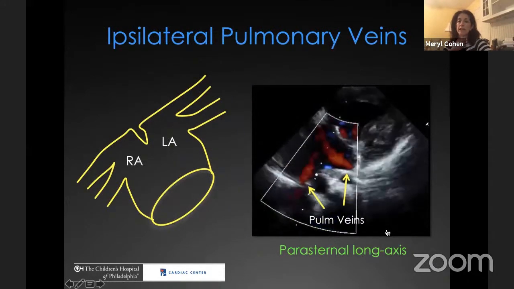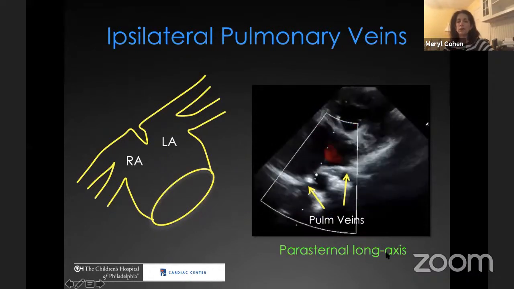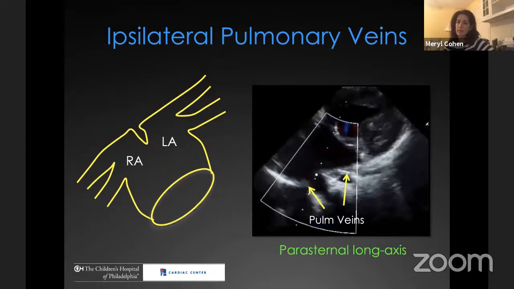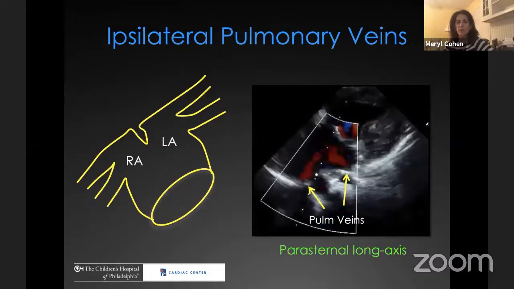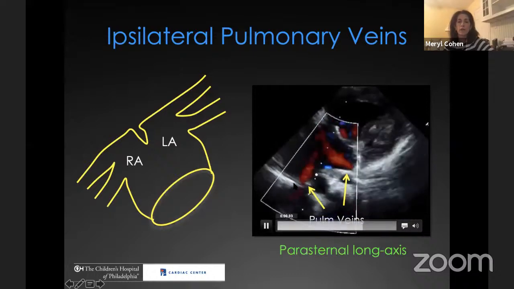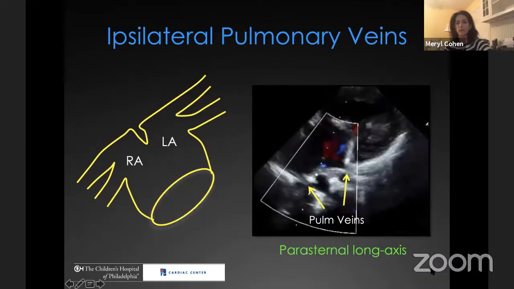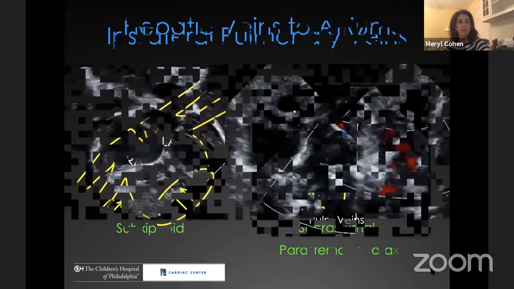Ipsilateral pulmonary veins is one of the most challenging diagnoses for us to make by echocardiography. It can be hard because often these patients have almost a common atrium, so it can often be difficult to see where the atrial septum is and exactly where the pulmonary veins are coming in. But in this instance, you can see the right pulmonary veins coming into the right side and the left pulmonary veins coming into the left side. You can see it quite nicely in this particular image.